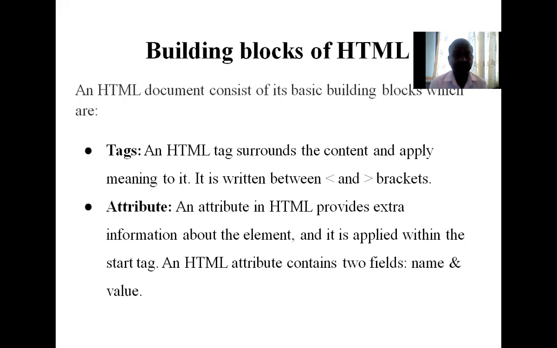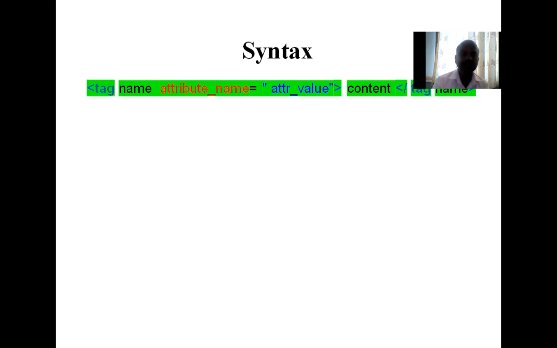An attribute in HTML provides extra information about the element, and it is applied within the start tag. Within the start tag, we can apply the attribute. The HTML attribute contains two fields: a name and its value.